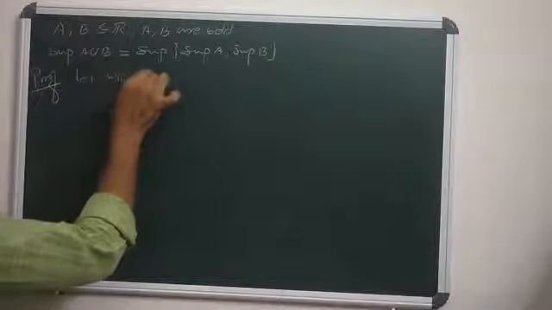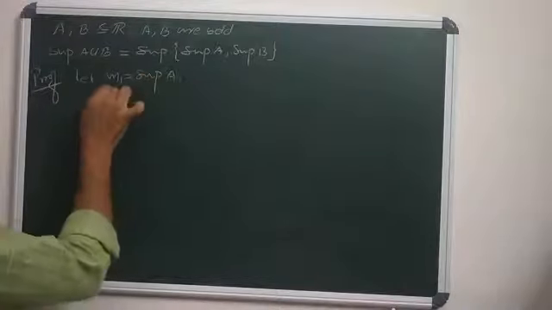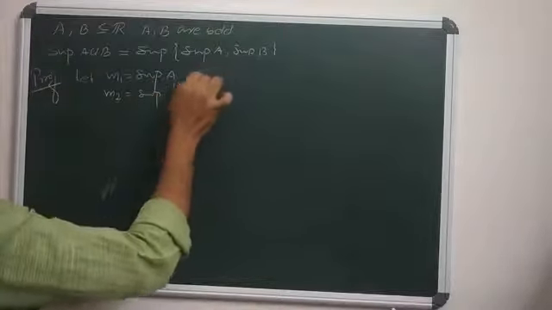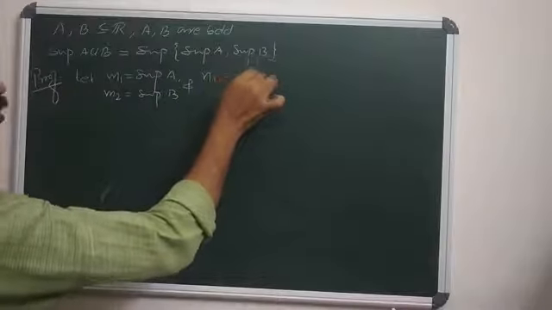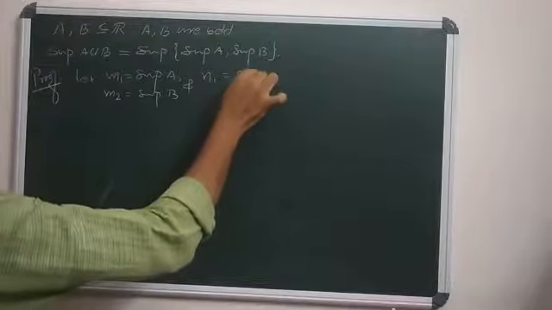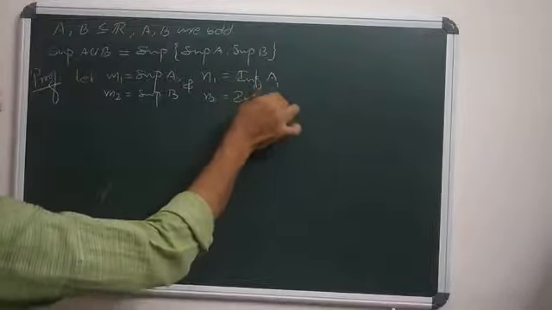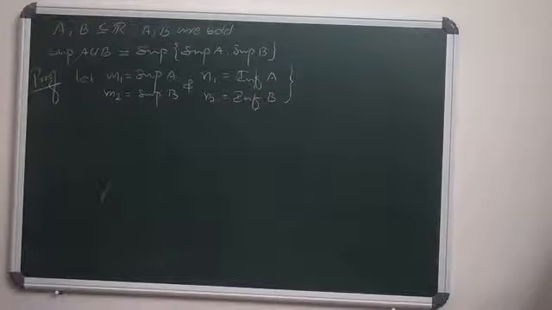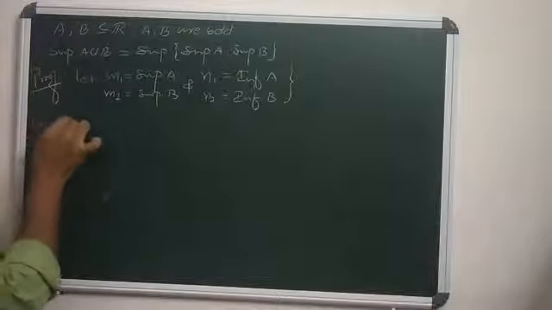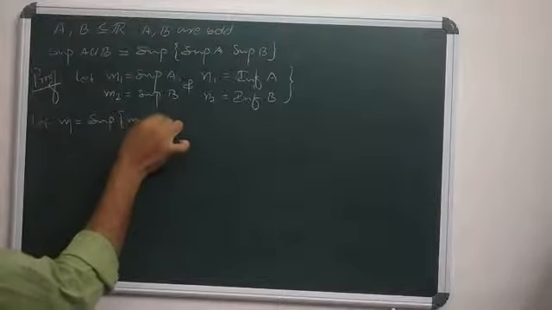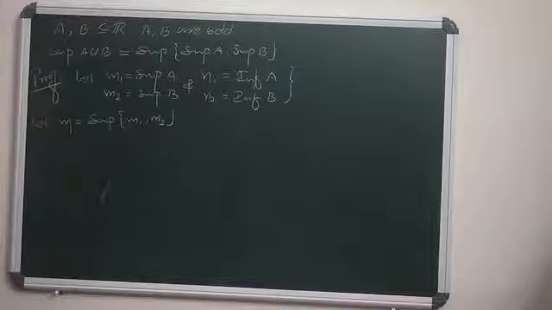So let M1 equal the supremum of A, M2 equal the supremum of B. Similarly, N1 equals the infimum of A and N2 equals the infimum of B. Agree? Now, let small m equal the supremum of M1, M2. Choose m in such a way that m is the supremum of M1, M2. Okay.